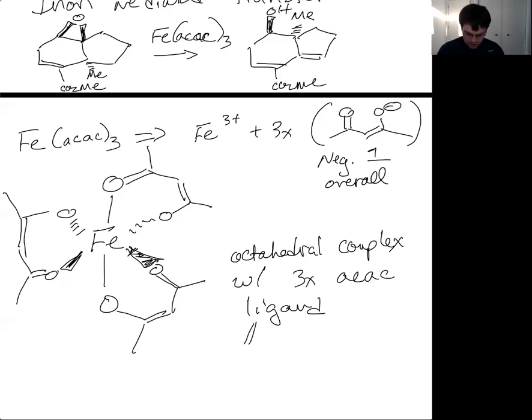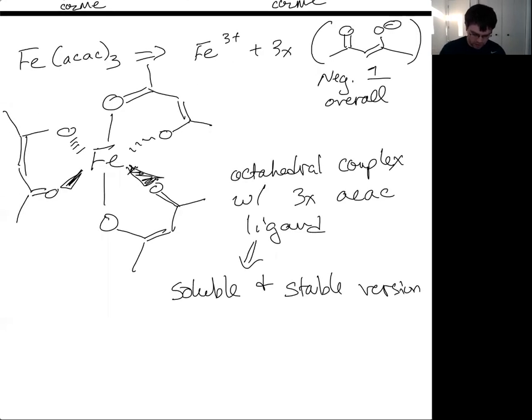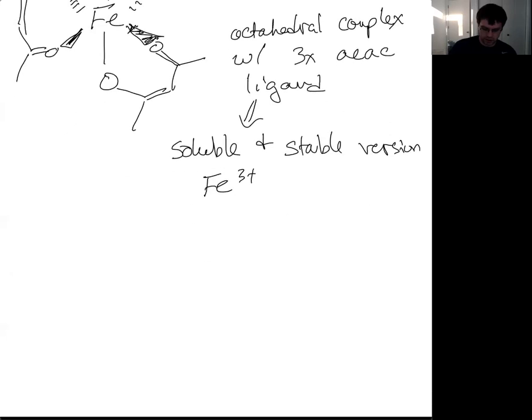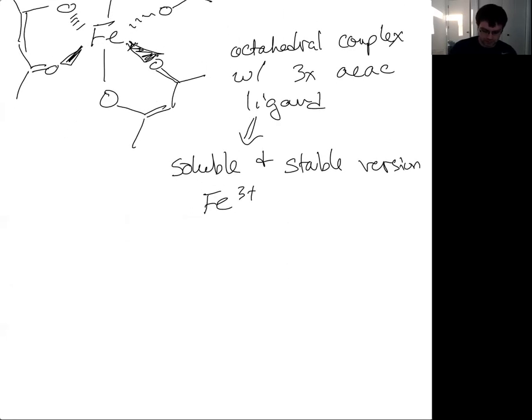And why would you want to use this? It's a soluble and stable version of Fe3+. It's hard to get metals into organic solvents. You need the right ligand to get them there, but then you also need the ligands to not interfere or help with the reaction that you're trying to actually study. All right, so let's now do the transformation.